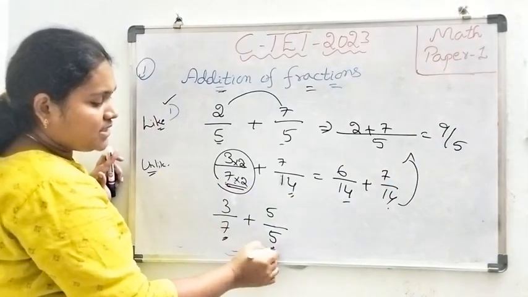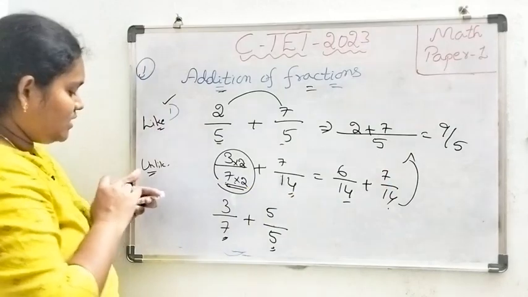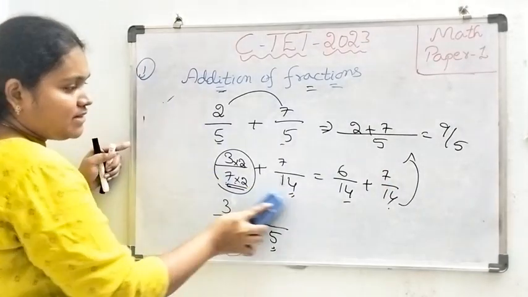Now the denominators are different here. Here we notice the denominators are different and we can't make the denominators the same by taking simply multiples like in the previous question, right?